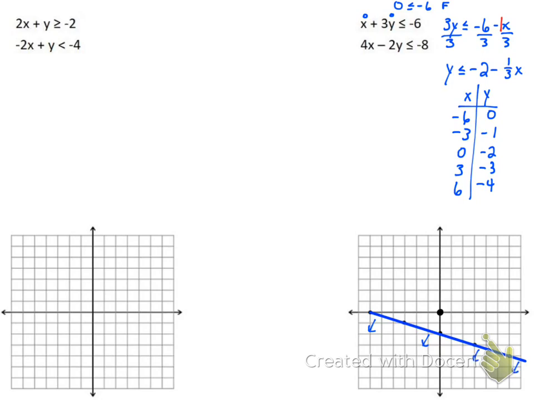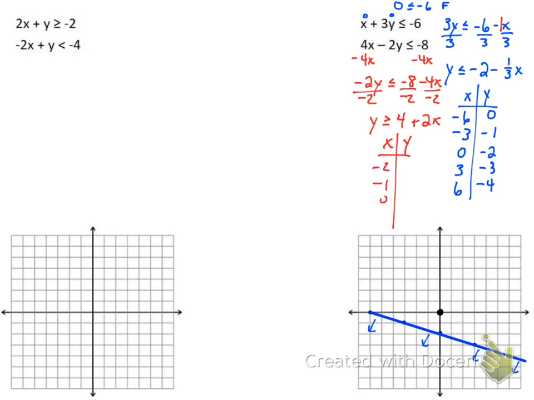Do the same thing with the next problem. Subtract the 4x to the other side. Get negative 2y is less than or equal to negative 8 minus 4x. And divide everything by negative 2. Get y is greater than or equal to, remember to flip my signs, positive 4 plus 2x. So when I do my xy table, negative 2, negative 1, 0, 1, and 2.